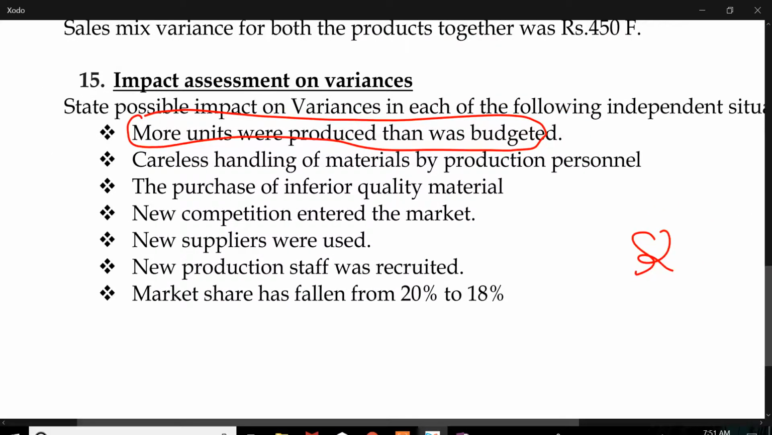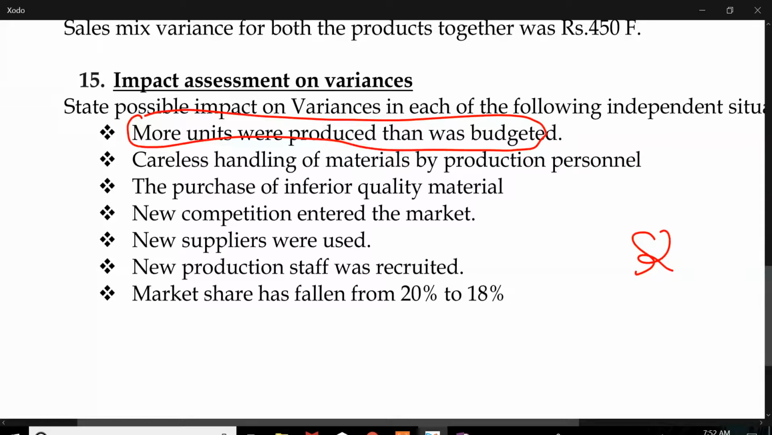Now, careless handling of material by production personnel. What will happen because of this? Careless handling of material by production personnel. Which one? Variance. Yeah, tell me the variance name. So your answer should be adverse or favorable and the name of the variance. No, not material cost variance. Adverse material usage variance. It will be adverse material usage variance. Why material usage? You will use more raw material than what you need.